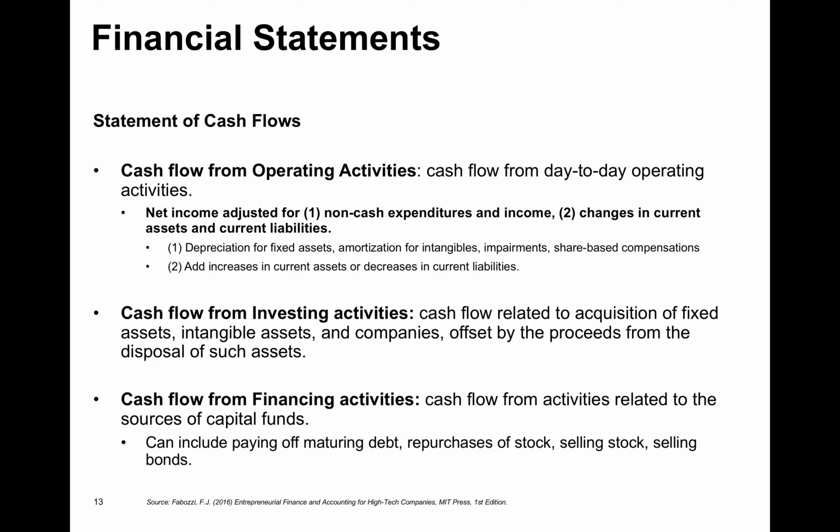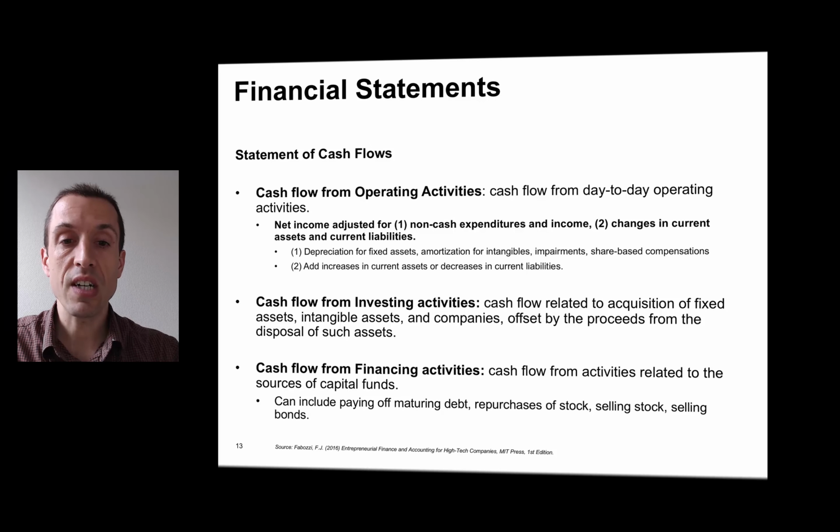What are non-cash expenditures and income? It's the depreciation for fixed assets, amortization for intangibles, and some impairments or share-based compensations. How do I calculate these changes in current assets and current liabilities? You add the increases in current assets or the decreases in current liabilities in the mix.